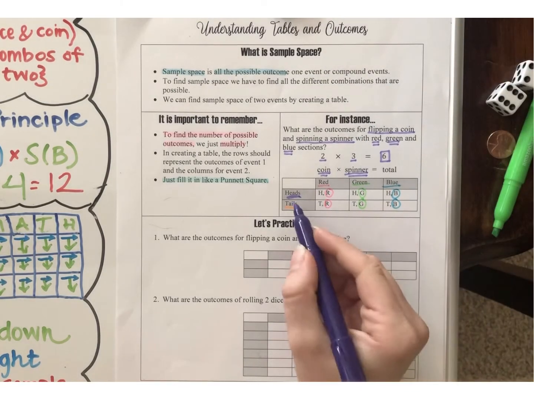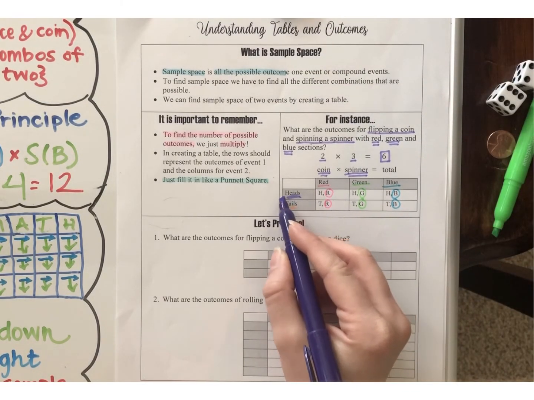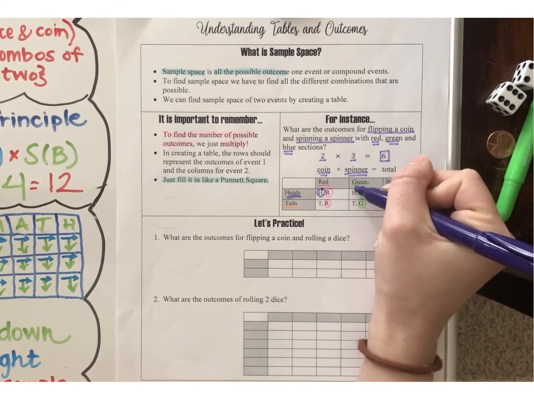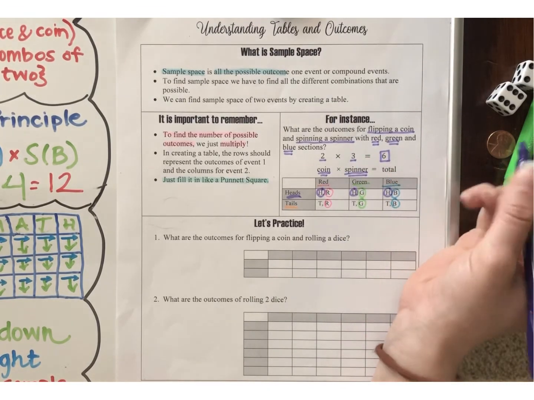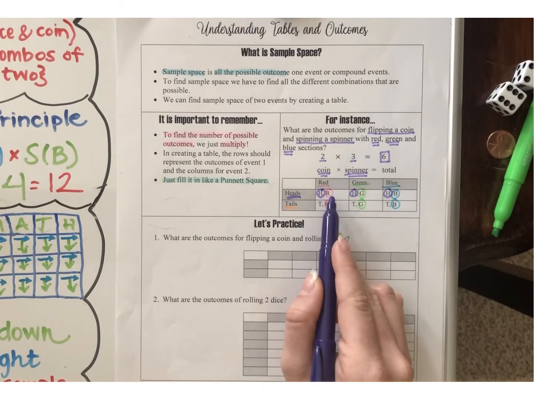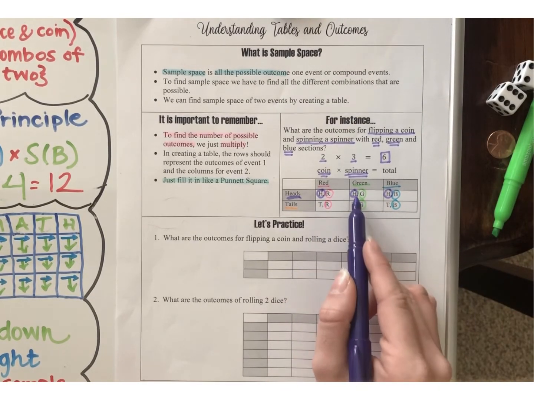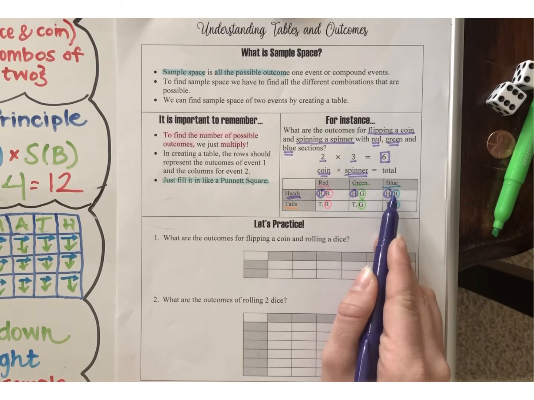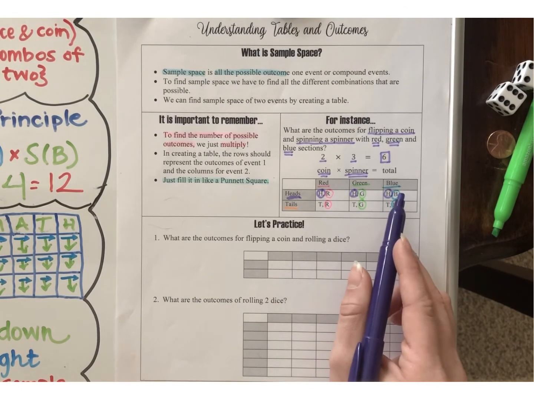Now, looking at what's on the left, it must go right. Therefore, heads must go into these 3 boxes. This is telling us that we could flip a head and spin red, or we could flip heads and spin green, or we could flip heads and spin blue. All 3 of those are different combinations.